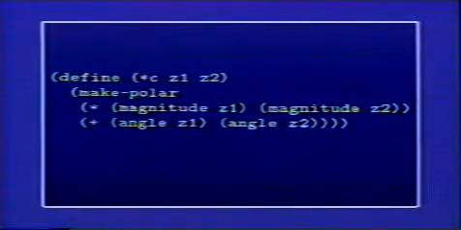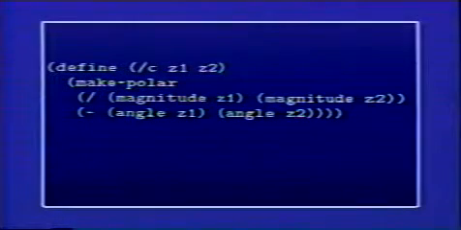To multiply two complex numbers, I'll use the other formula. I'll make a complex number out of a magnitude and angle. The magnitude is going to be the product of the magnitudes of the two complex numbers I'm multiplying. And the angle is going to be the sum of the angles of the two complex numbers I'm multiplying. So there's multiplication, and then division. Division is almost the same. Here I divide the magnitudes and subtract the angles.